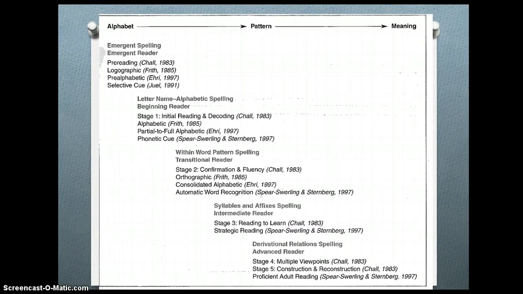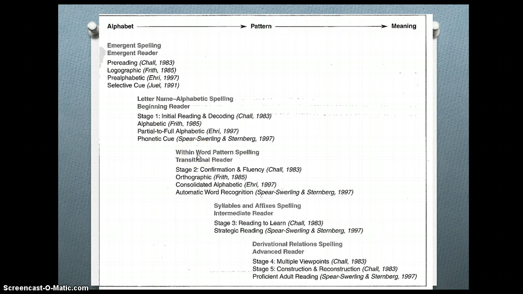There's an interaction there. So this chart shows you exactly that, the synchrony of reading and writing development. So up here we have the person who's the emergent speller and emergent reader, also thought of as the pre-reading stage, logographic stage, pre-alphabetic, selective cue, depending on who you're looking at for what this stage is called. Then from there you move into letter name alphabetic, beginning reader, also known as the alphabetic stage, the initial reading and decoding stage.